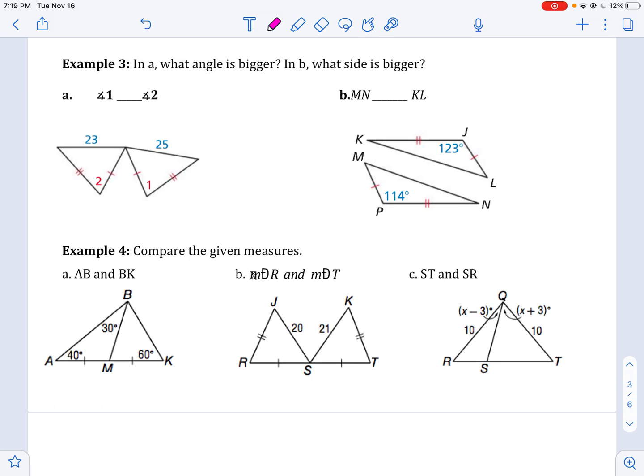So on example 3A, which one's bigger? Well, this one's bigger, which means that it is opposite angle 1, so angle 1 must be larger than angle 2. On B, 123 is larger than 114, which means the opposite side, KL, must be larger than MN.